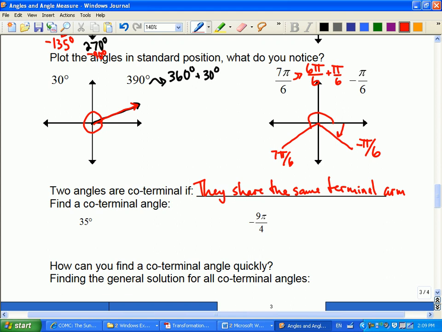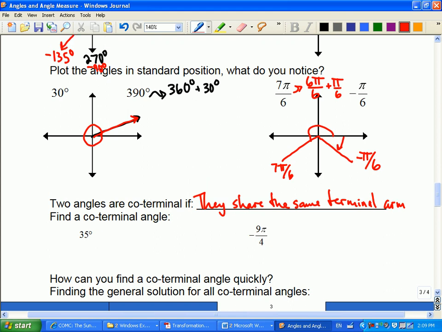Okay, so let's find a coterminal angle. From 35 degrees, can someone give me a coterminal angle? 395, genius. How'd you do it so quick? Good, yeah. Oh, this one's going to be tougher. Negative 9 pi over 4. Anyone want to take a shot? How would you find a coterminal angle there? Pi over 4. Negative pi over 4. Negative pi over 4.